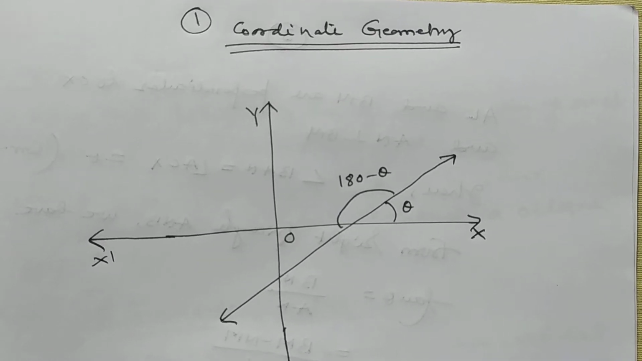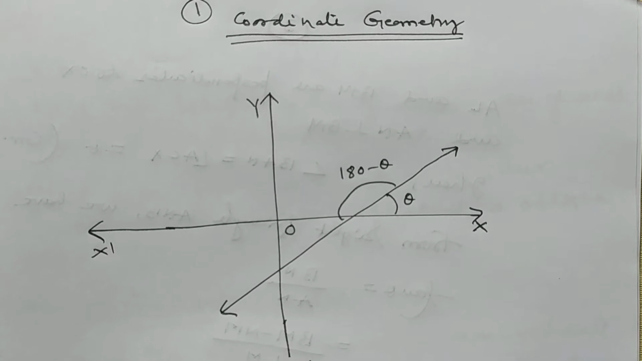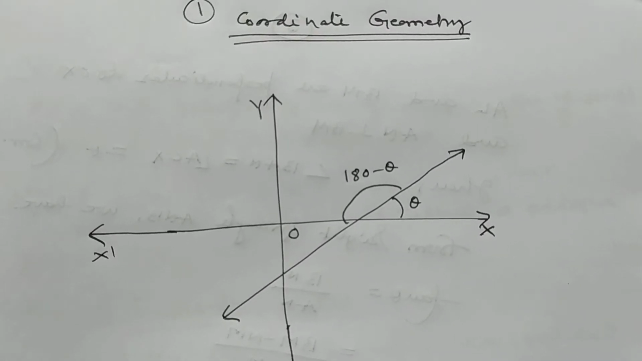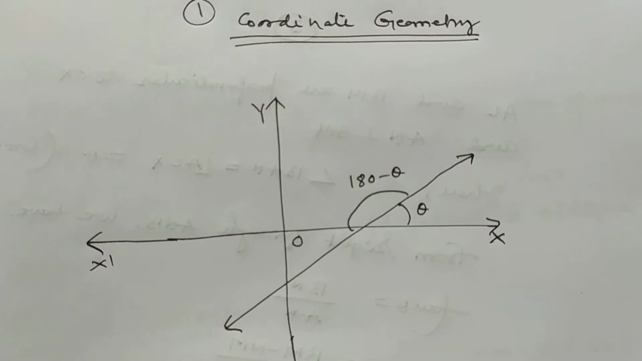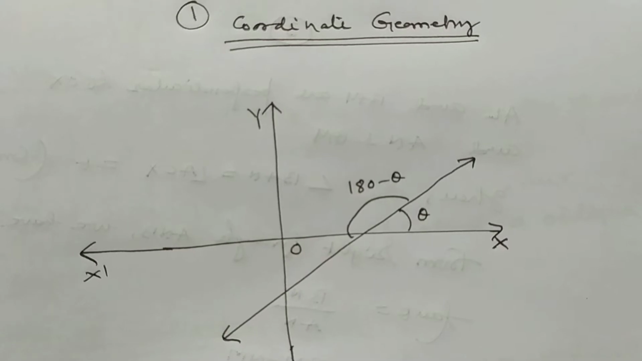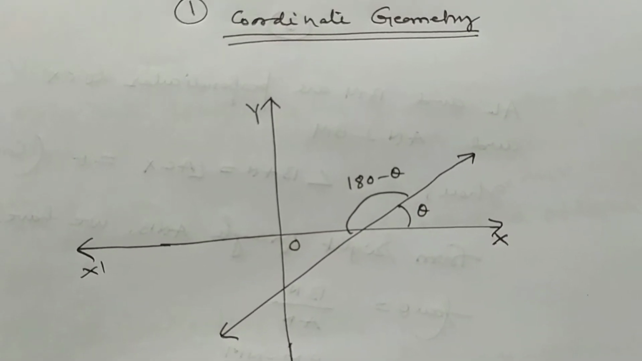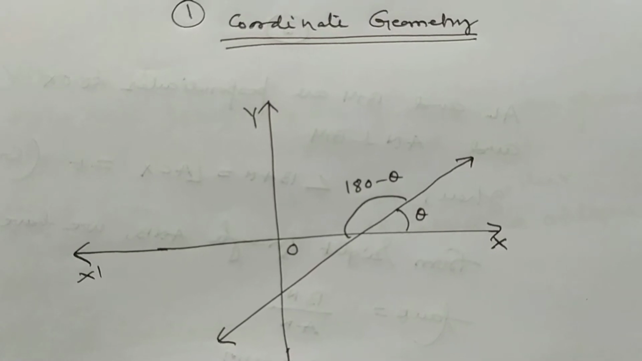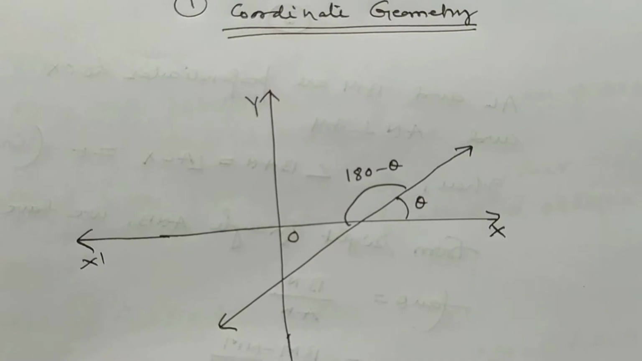My dear students of class 11, today I want to discuss coordinate geometry. This coordinate geometry is a very important topic, not only for the purpose of the examination of class 11, but also for competition. In this chapter, first we discuss what the slope of a straight line is.